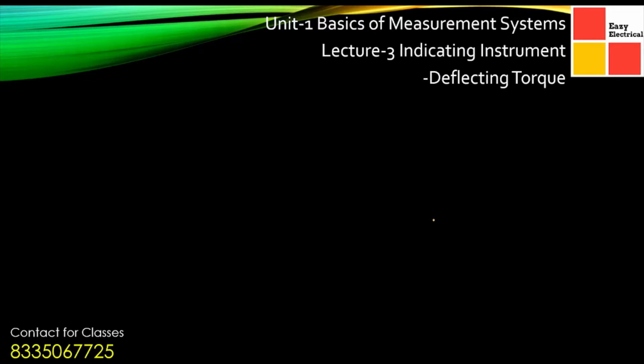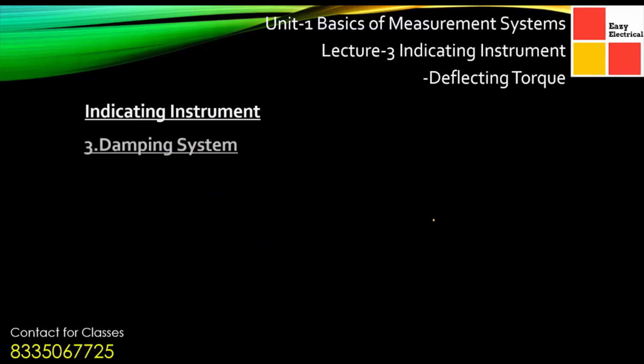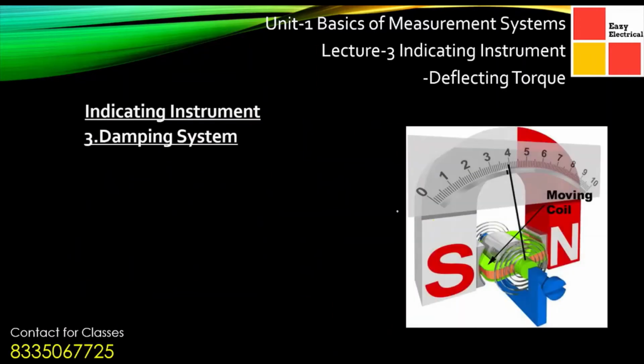Okay, now coming to the third part, that is our damping system. Damping means whenever an ammeter is there, and the deflecting torque is present and the control torque is also present, after application of the deflecting torque, the pointer will move and reach its steady state position, or the final reading position. Suppose say it has reached 5 ampere.